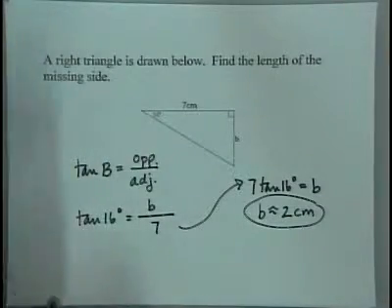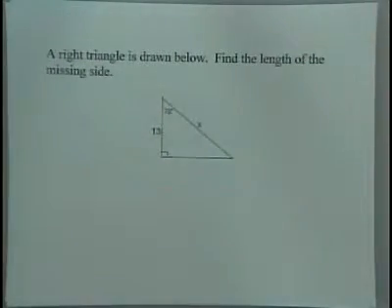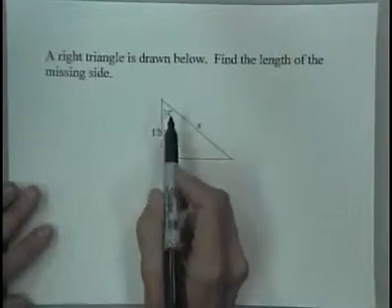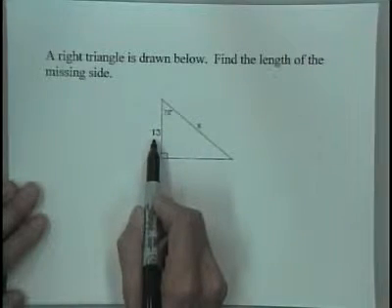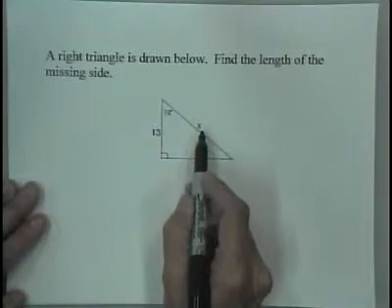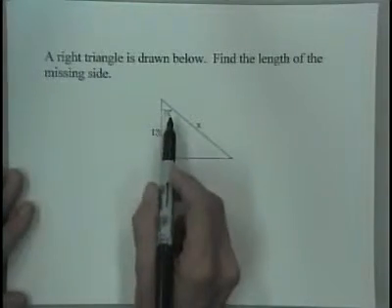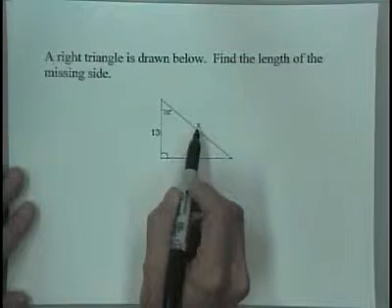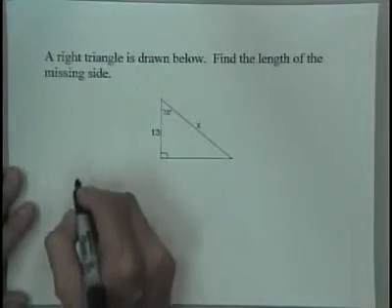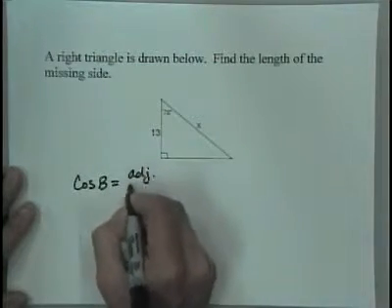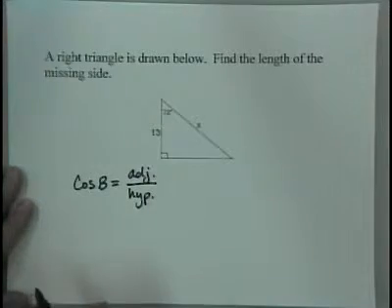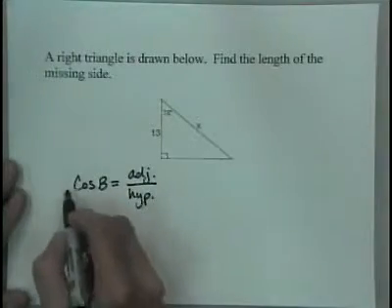Well, let's try another. Again, we have a right triangle, and we're interested in finding the length of a missing side. What we see labeled in our triangle are an angle 78 degrees, the adjacent side to that, 13, and the hypotenuse. Now, the particular trig function that involves an angle, the adjacent side, and the hypotenuse is the cosine. As a matter of fact, the cosine of some angle B is the ratio of the adjacent side over the hypotenuse.